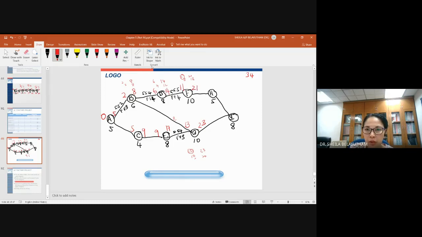Normal finish to start, finish 21, you will start 21. Plus 5, you finish 26. So 26 and 23. This is straightforward, finish to start. So we can start at 26 plus 8, you will finish 34, like what you have found.